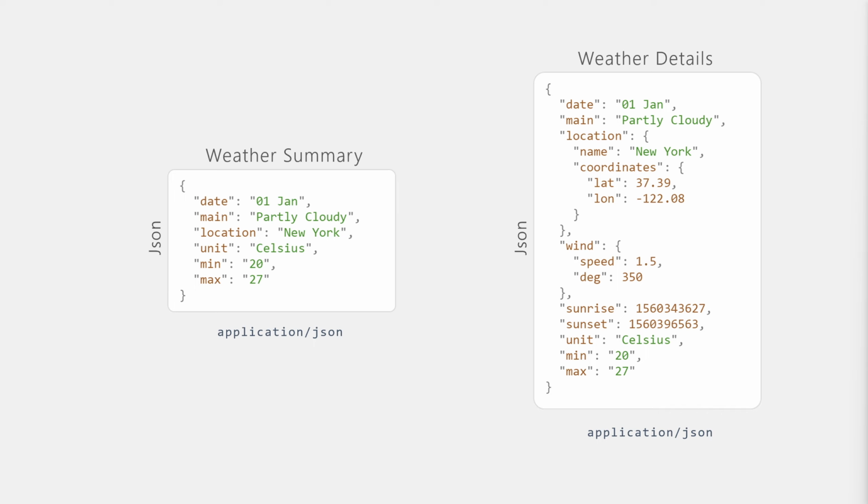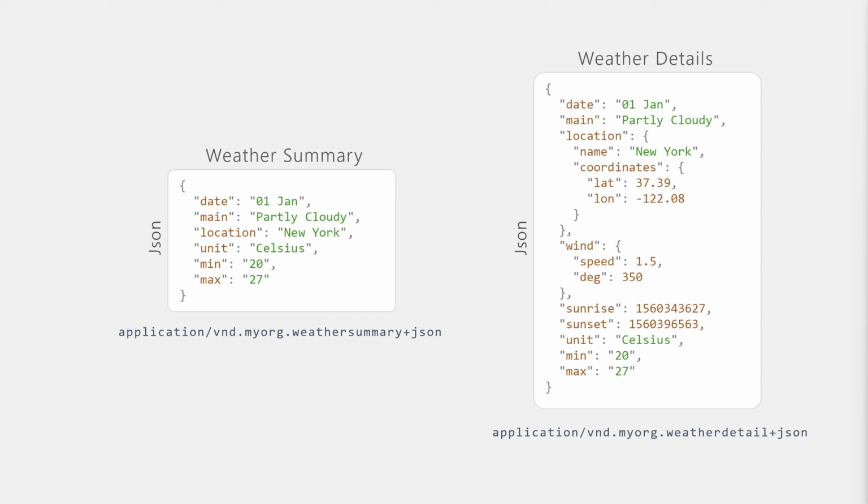Both need to be rendered in JSON format. Now, just by using the standard media type, application/json, the client can't differentiate if it's dealing with the summary or the detailed model. So, we'll have to define a custom media type which defines the model along with the serialization format.